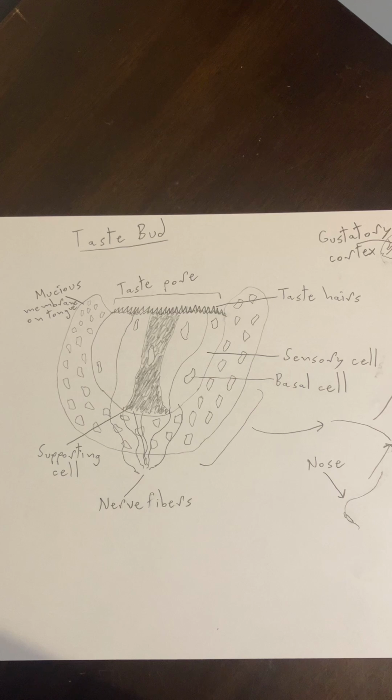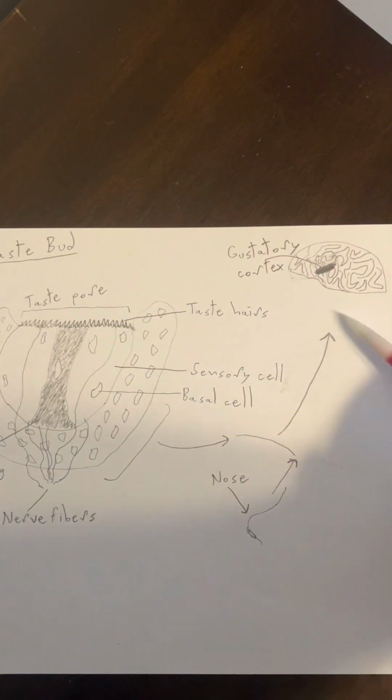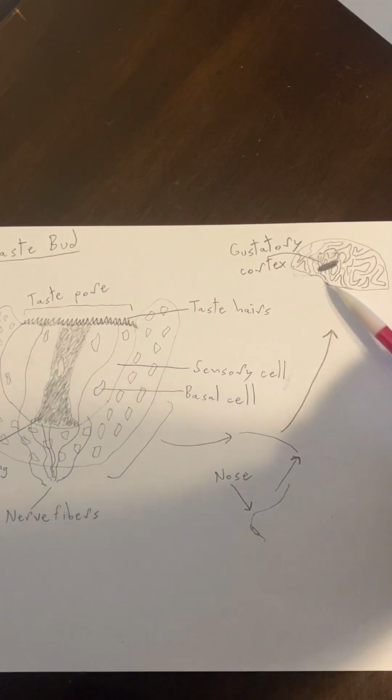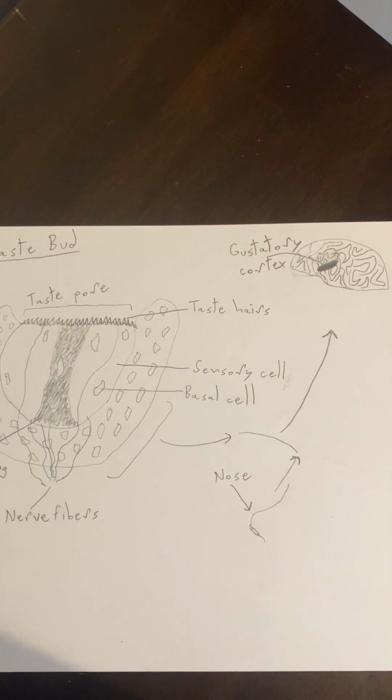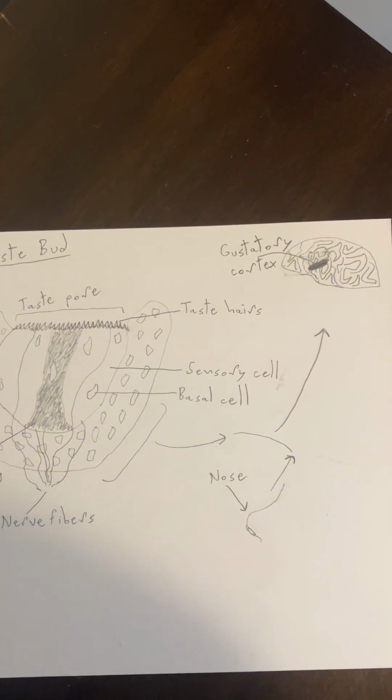Those chemical signals go up to receptors in your nose through nasal passages, as we see right here, and that goes all the way to your gustatory cortex in your brain. Together, the nose and mouth help you to experience flavor. The average adult has anywhere from 2,000 to 10,000 taste buds.